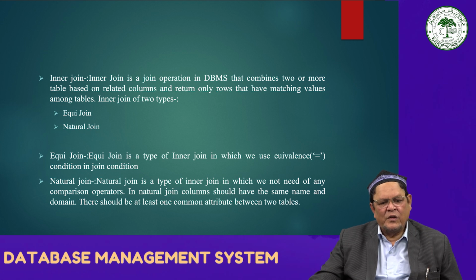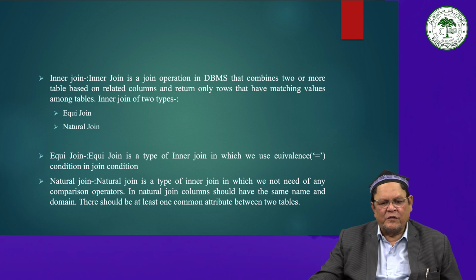Inner join, whether EQ join or natural join, are powerful tools for combining data from different tables in a database management system, facilitating efficient retrieval of related information based on a specified condition or column similarities.